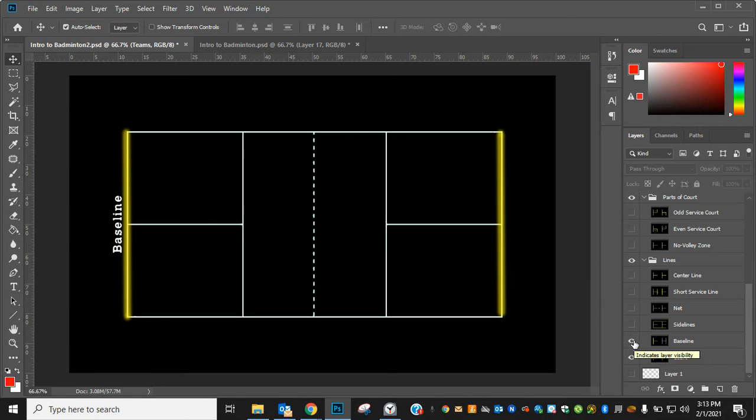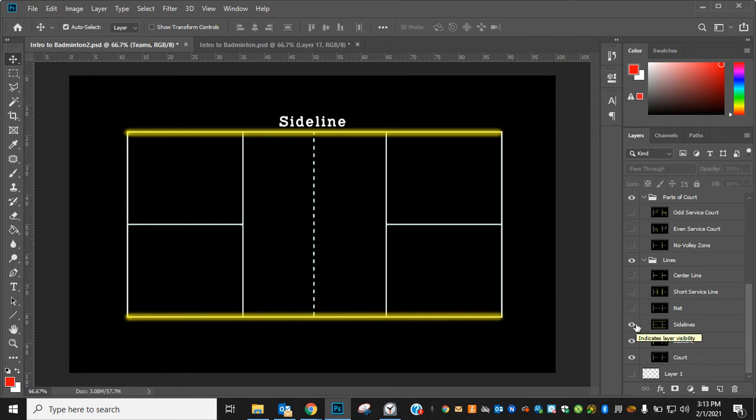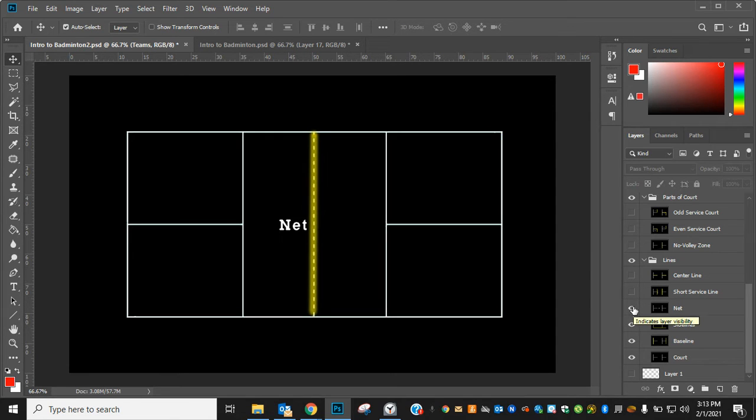These are the baselines. The baseline is simply the out of bounds line at the back of each side of the net. These are the sidelines. The sideline is simply the out of bounds line on the outside, or the left and right side, of the net. This is the net itself. It divides the court in half and is approximately 5 feet in height.